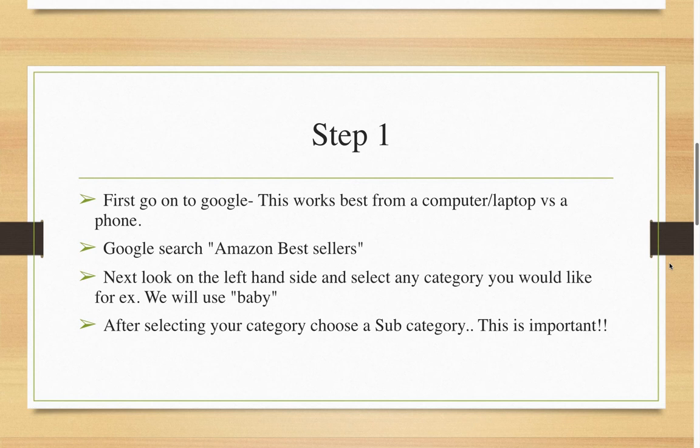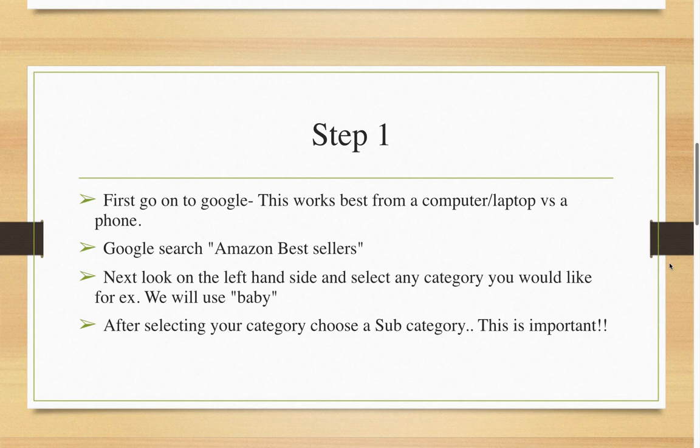But once you get into your Google, you're going to want to search Amazon bestsellers in the search bar. Do not go to Amazon themselves because they have a different way of ranking things, and we want to find the absolute best sellers. So once you get to that point, you're going to see all these different products, you're going to see all these different people that are selling, and you're going to want to go to the left-hand side and select any category you'd like.